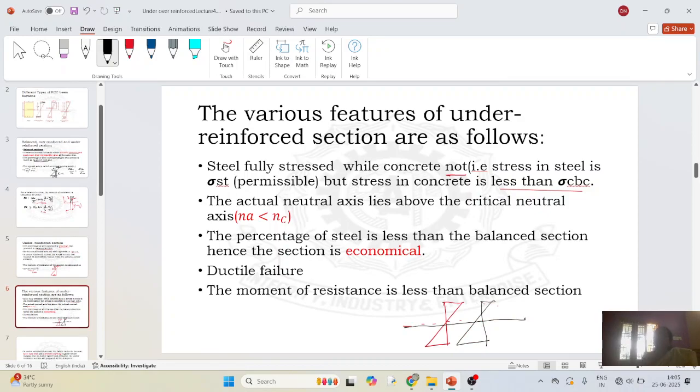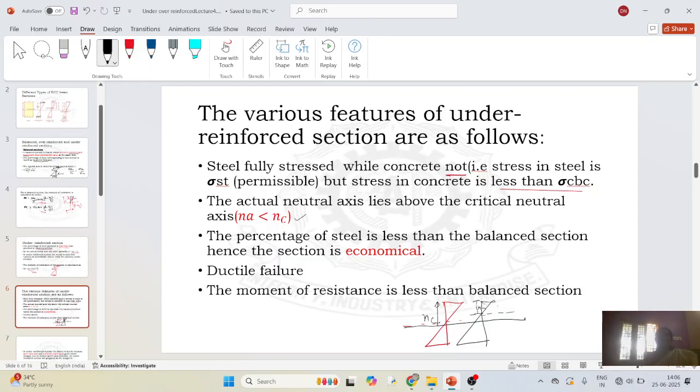This is the actual neutral axis for this case, NA. This is the critical neutral axis, NC. So NA is lesser than the NC. So the neutral axis is shifted upward compared to the critical neutral axis. So NA is less than NC.